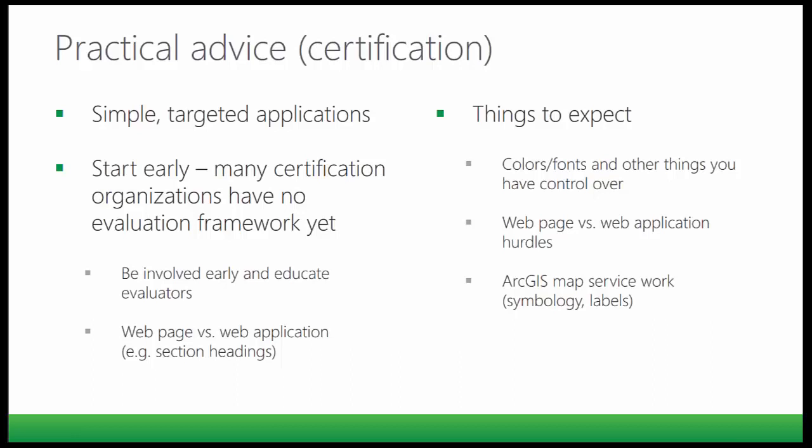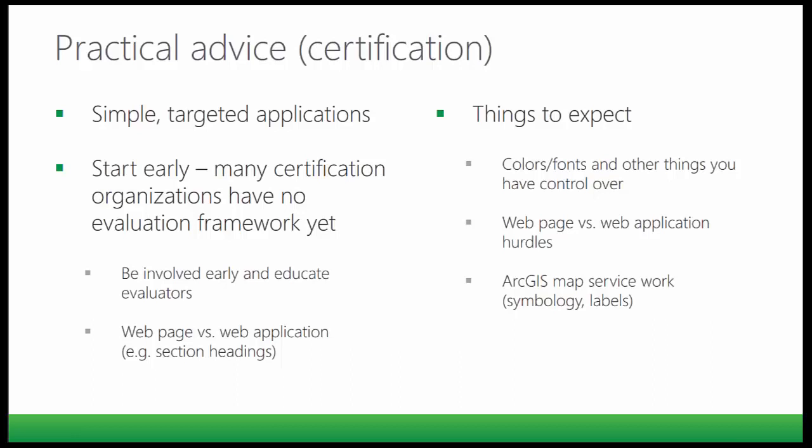So some practical advice for you around certification. We've had a number of our customers now go through the process of getting their applications certified for accessibility compliance. One of the things we've learned is obviously simple targeted applications, taking some of the large toolbox that you have within the Geocortex application building environment and really focusing on only the things that people need is a good idea. One suggestion we have for you is to start early.